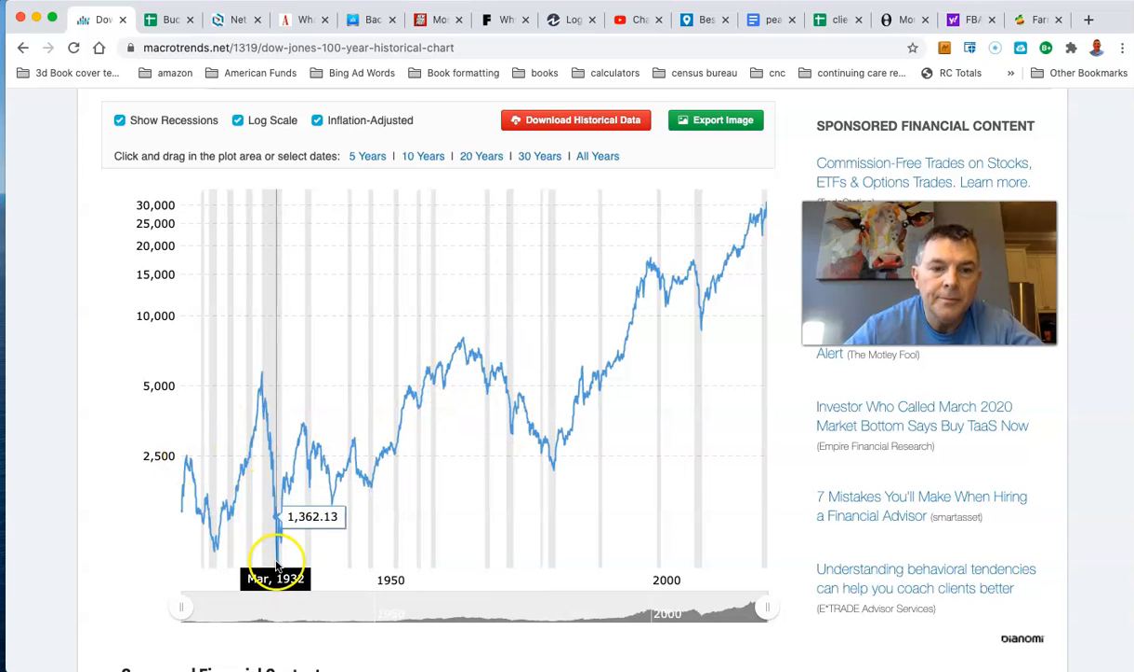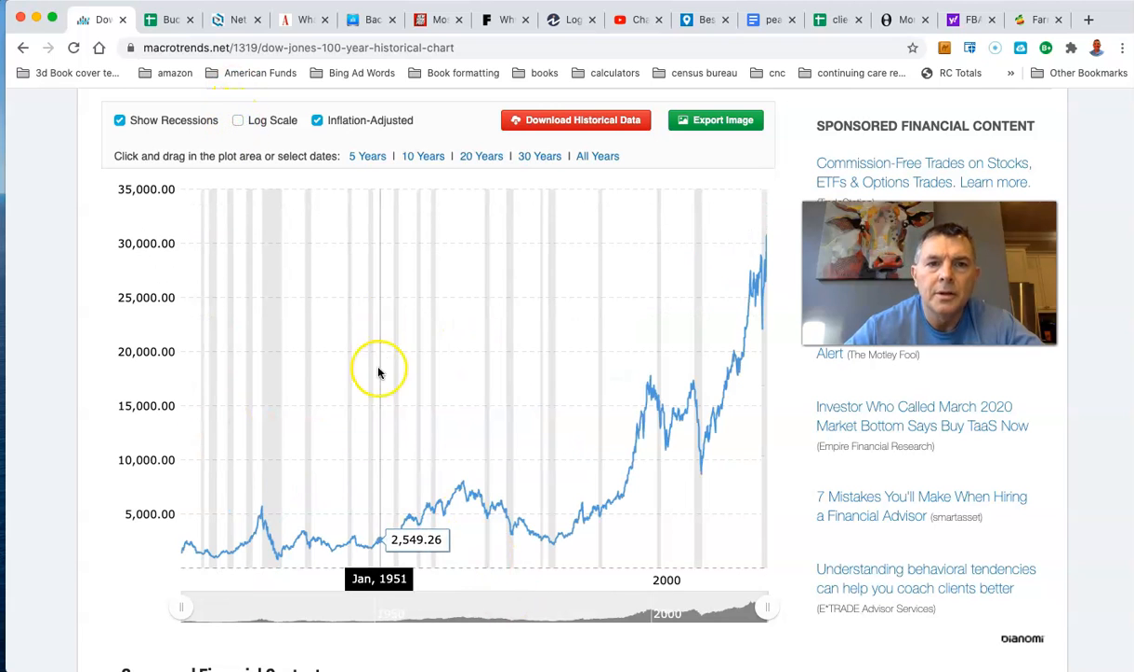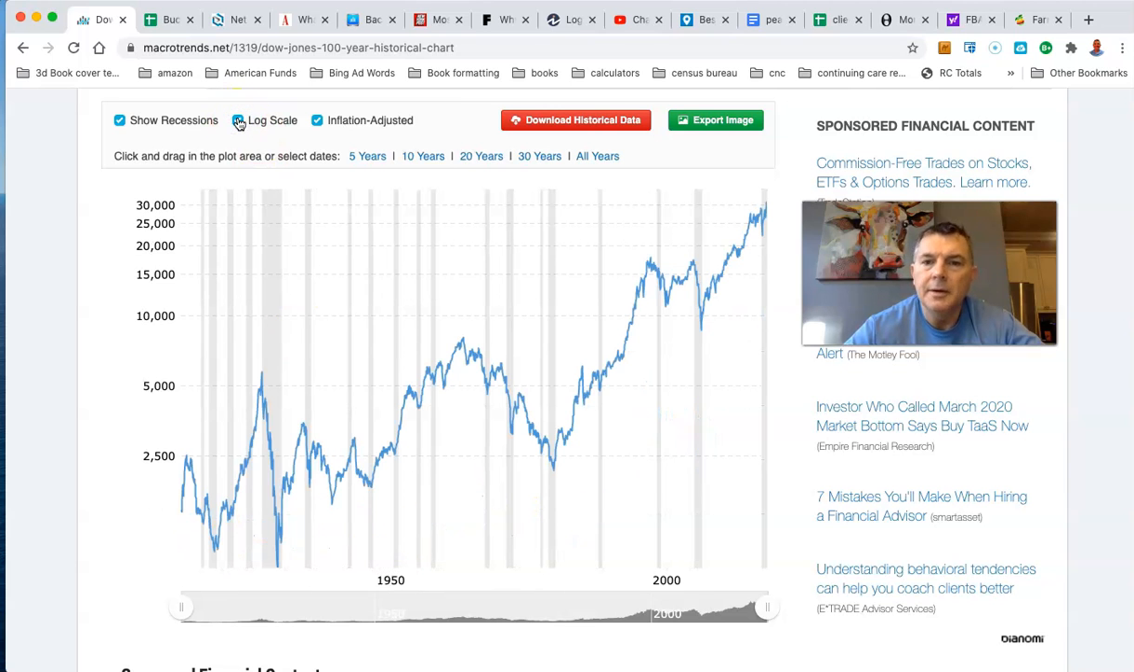From here, we had 1362 in the Dow, and then we had 7981 in the Dow. So you can see what I'm saying? It's a whole lot different than not doing the log scale. Because the non-log scale looks like there's nothing, nobody made any money. Look at that, much different.